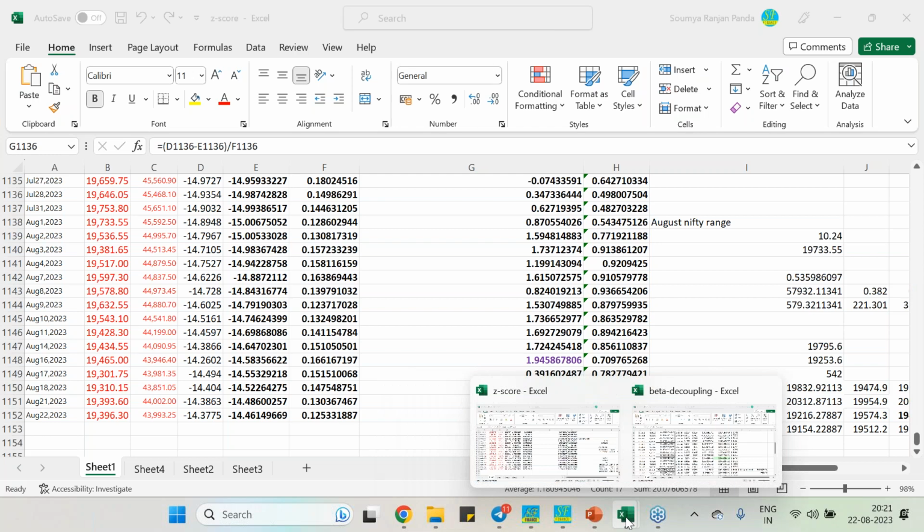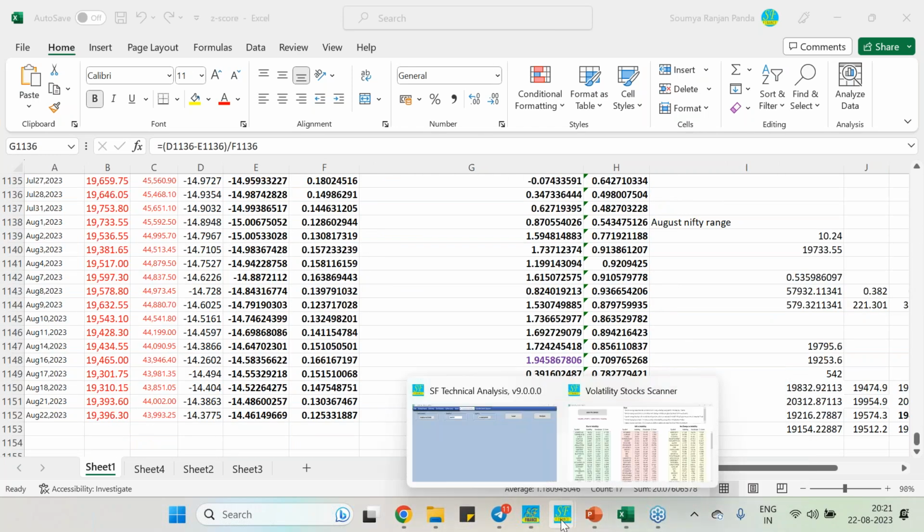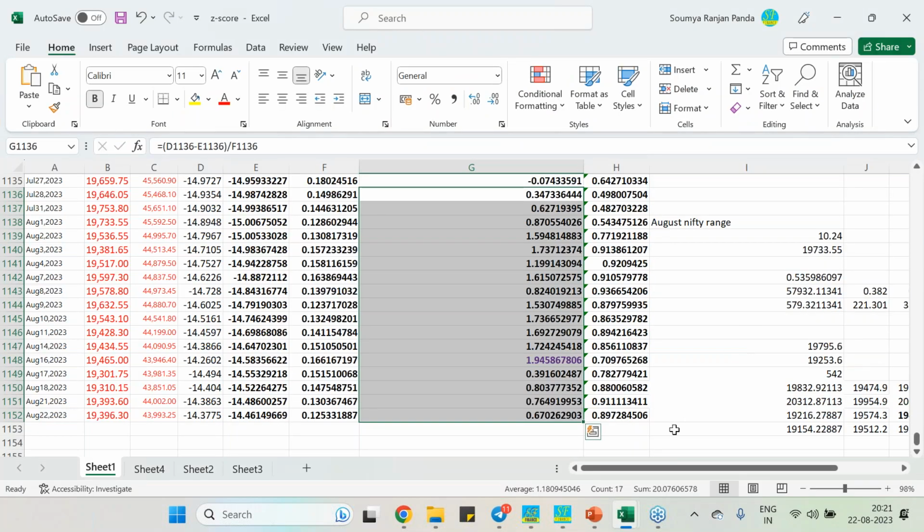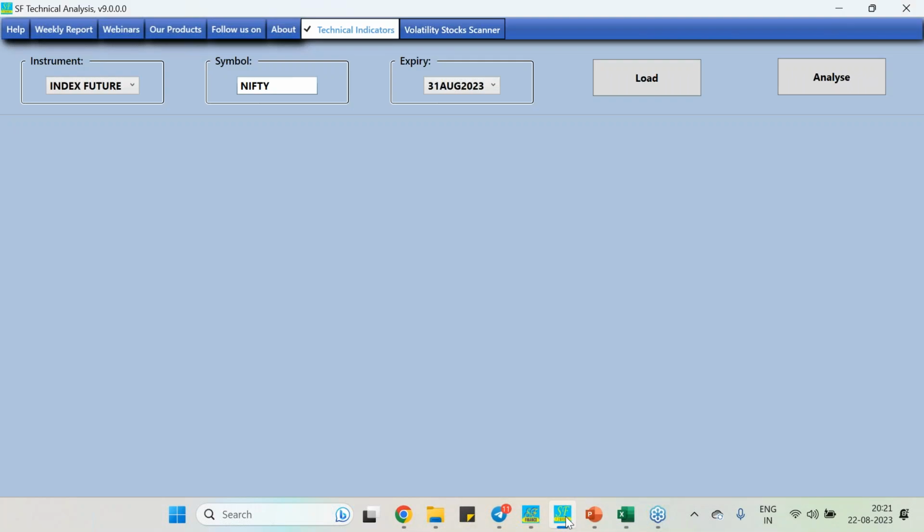So beta decoupling Z score is a very promising method, and I request all of you to use this kind of method instead of wasting your time on intraday tussles. Use scientific methods which have a concrete value system in them, robust information or robust data dynamics. That is what beta decoupling and Z score stand for.